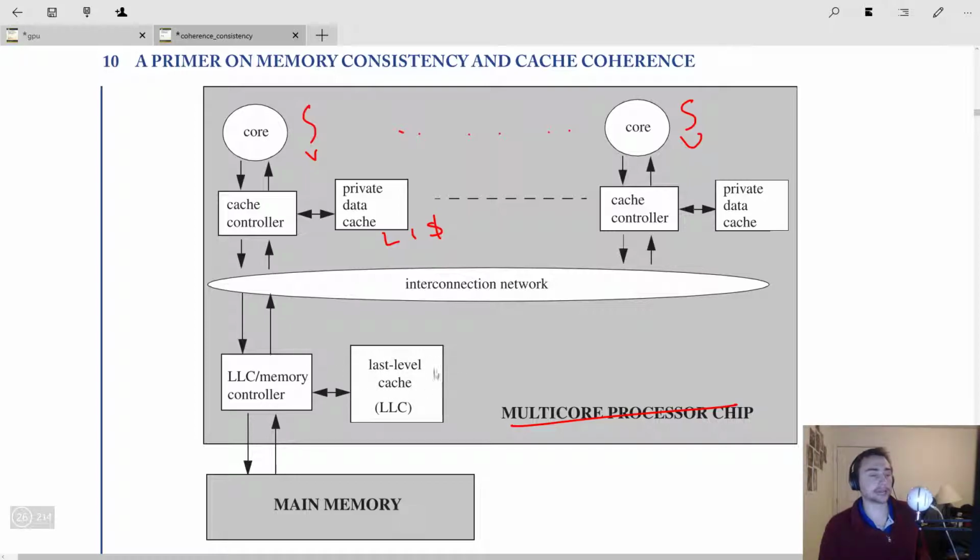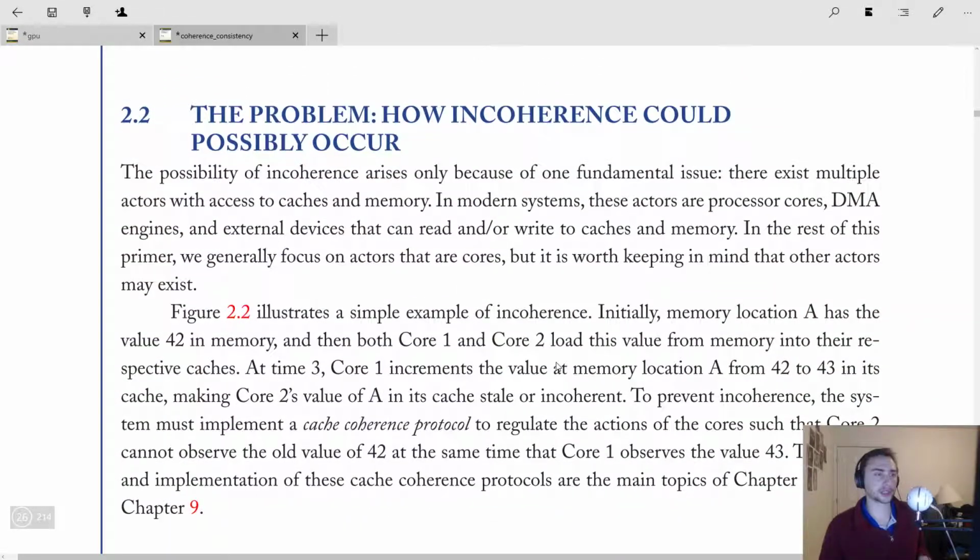Here's our last level cache. This will basically be our shared L2 cache. And then of course we've got off-chip main memory. Everything up here is on chip, everything over here is off chip. Okay, so let's talk about how we actually get incoherent situations.